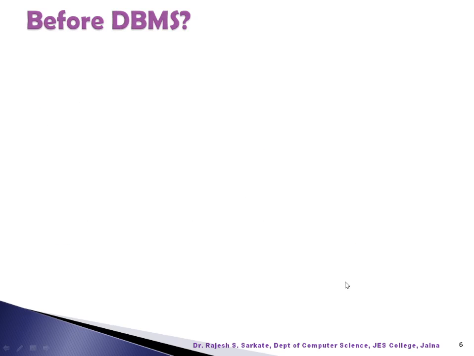Okay. Now this is our today's lecture. What is our today's lecture? What options did we have before the DBMS? That is important. Before DBMS, there was a file processing system in computers. A concept of file processing system was present. Okay, that is generally called the traditional file processing system.